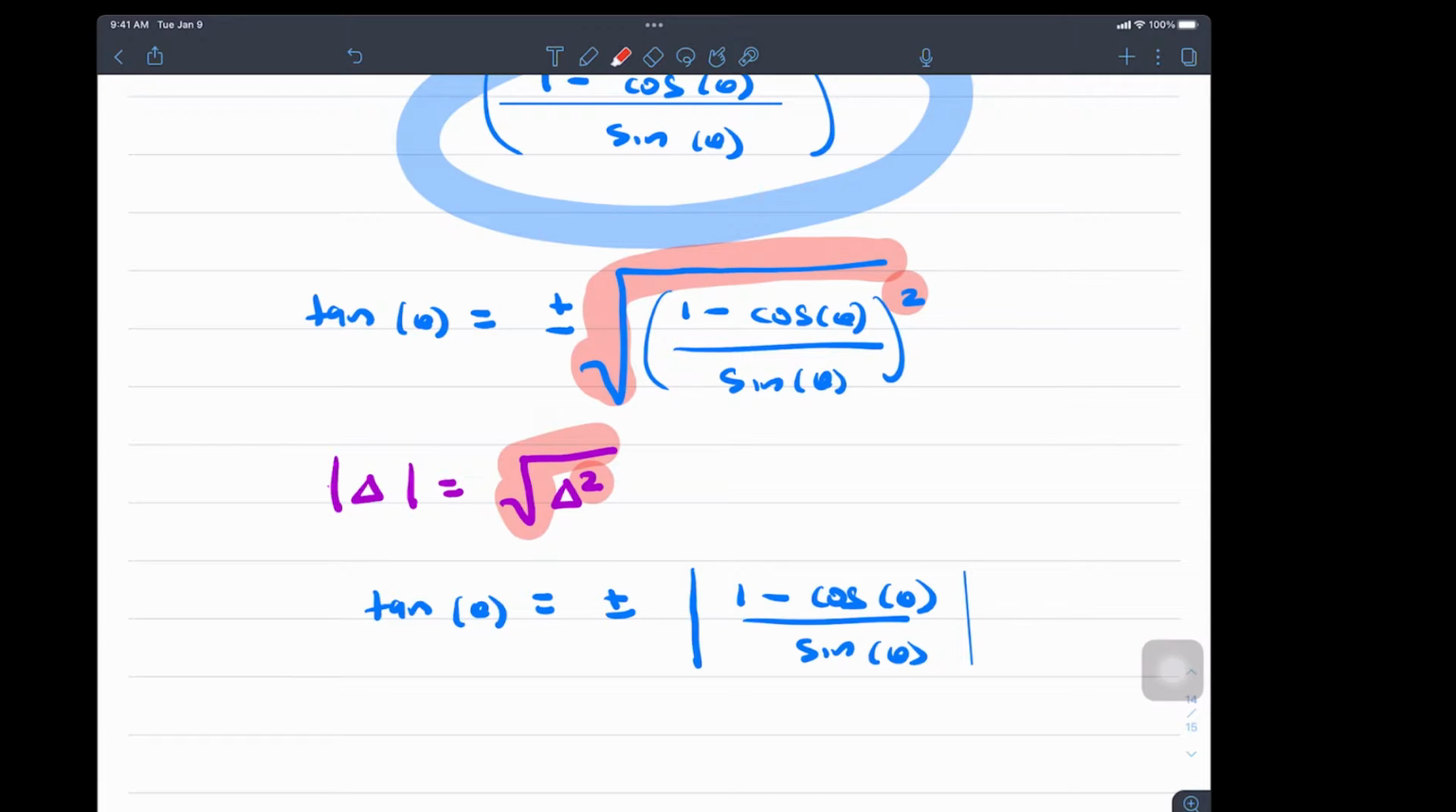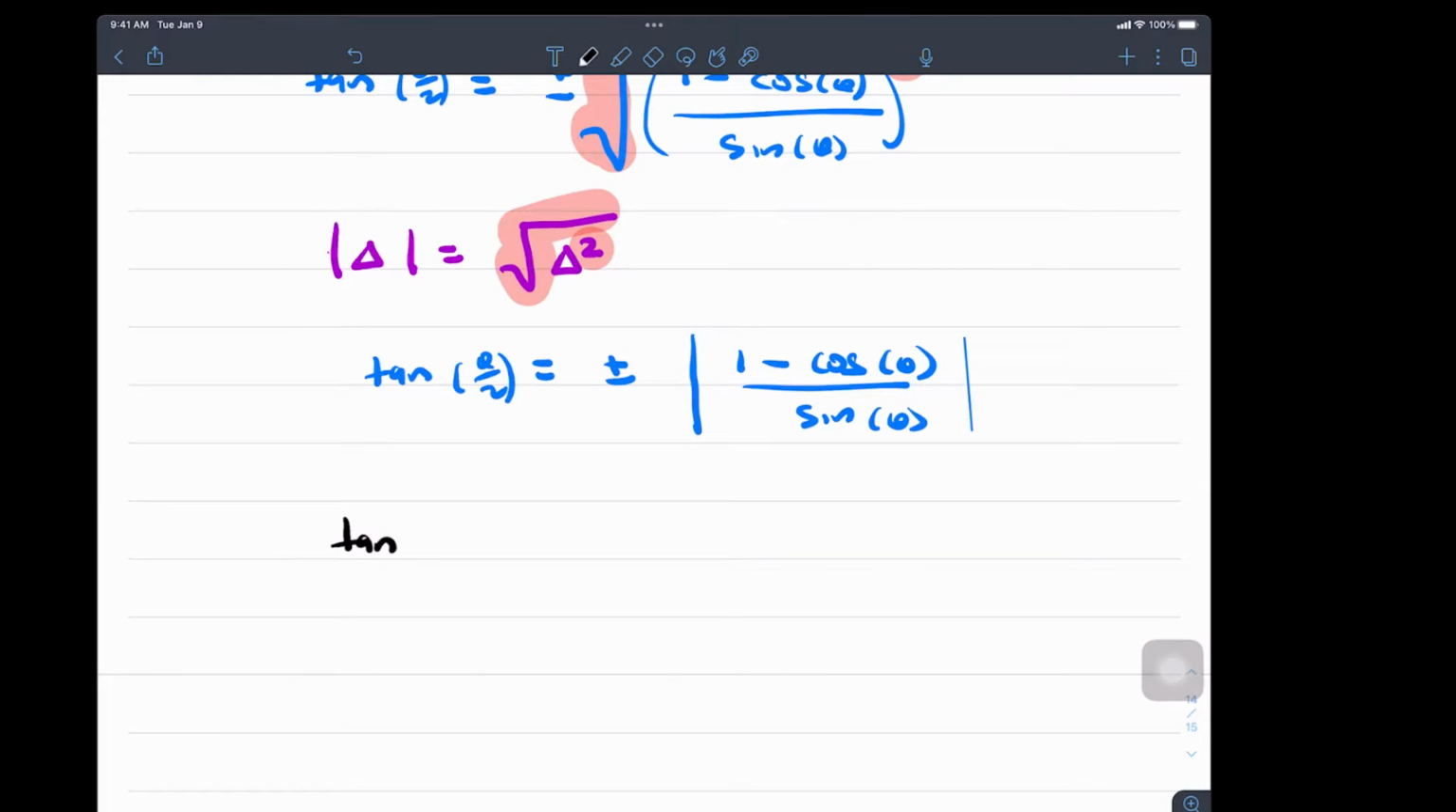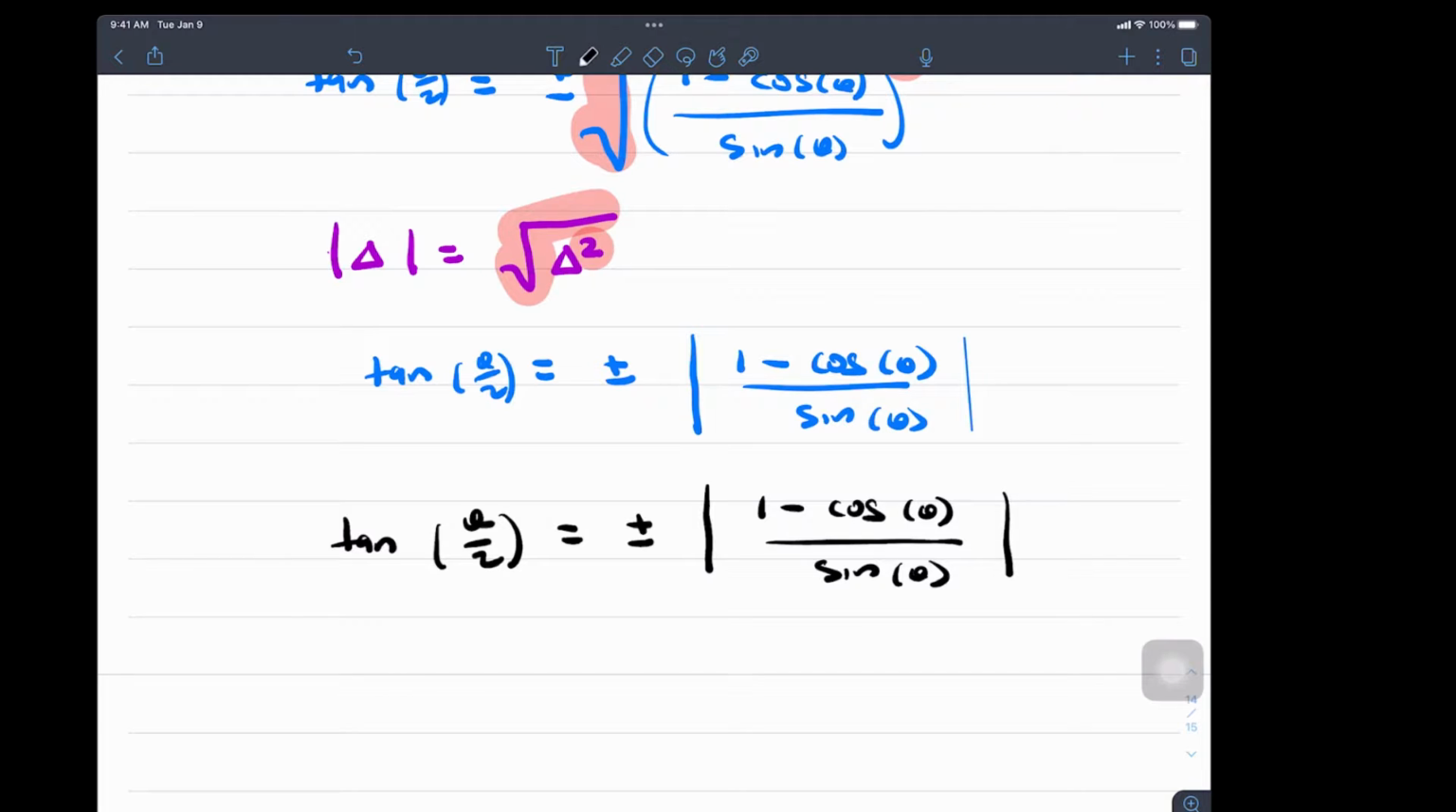Okay, you guys okay with that? Oh, and I forgot an important detail here: theta over 2. So I'm just going to give this to you here. Tangent theta over 2 will be plus or minus the absolute value of 1 minus cosine theta over sine theta.